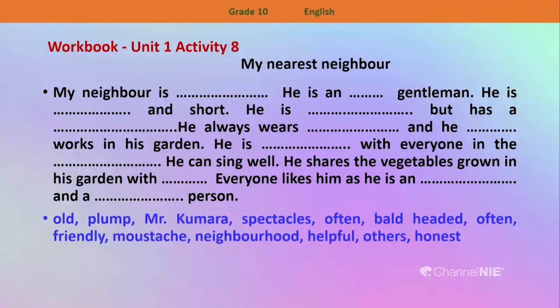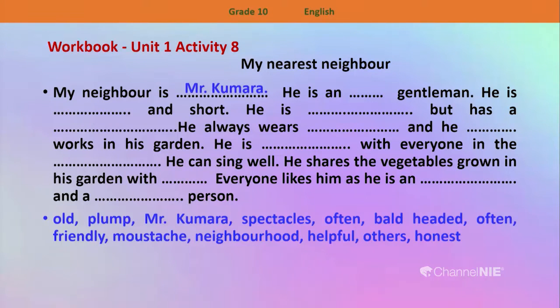And this is our last one, workbook unit 1, my nearest neighbor. You have to write about your neighbor. My neighbor is... there are some words there, children: old, plump, Mr. Kumara, spectacles, often, bald-headed, friendly, mustache, neighborhood, helpful, others, honest. Right. Let us see the paragraph now.